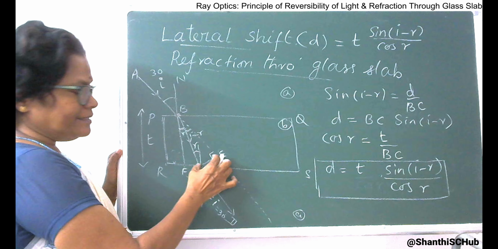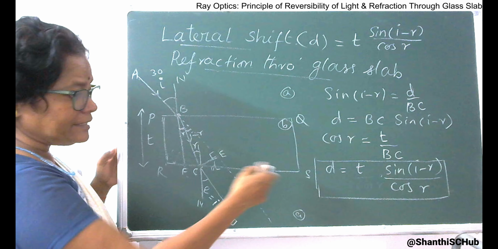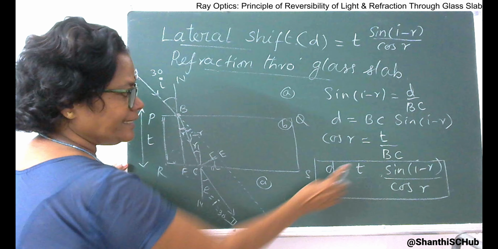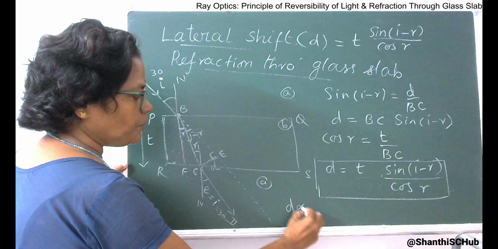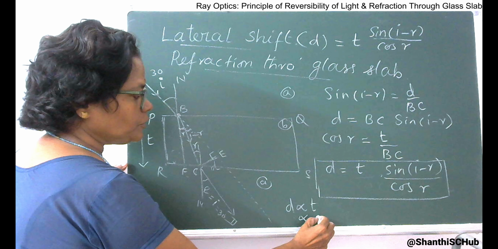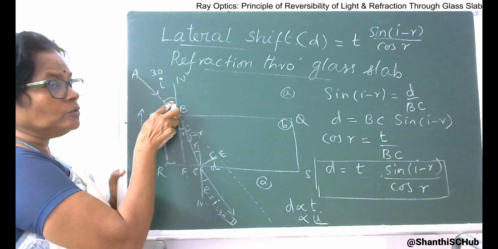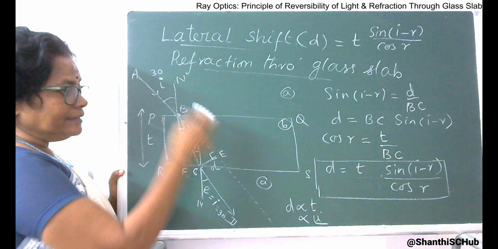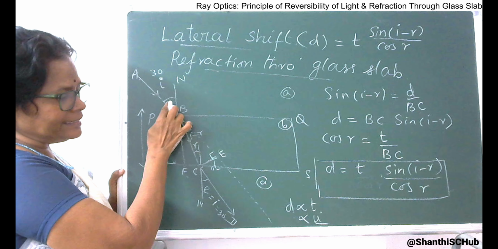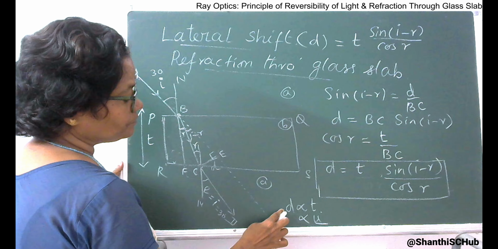It is nothing but a distance, which can be 2 centimeter or 2 millimeter. So what are the factors on which this D depends? D depends on the thickness of the medium. D is proportional to the thickness of the medium. And D is proportional to the angle of incidence. If I change it from 30 to 40, this D also will increase. On increasing the angle of incidence, the lateral shift value also increases.